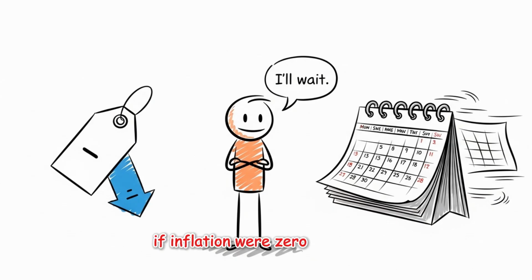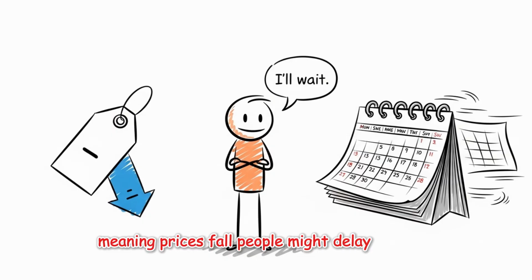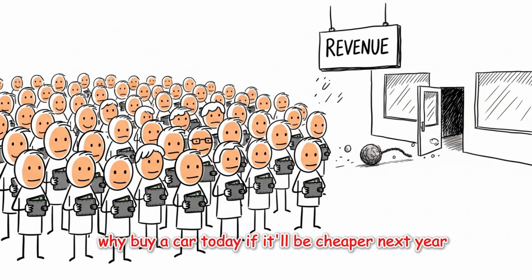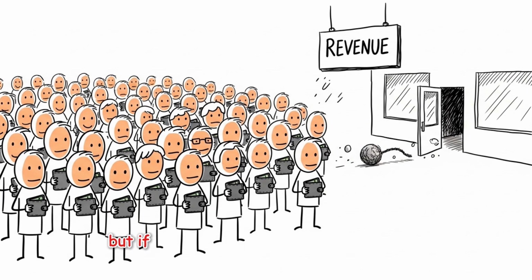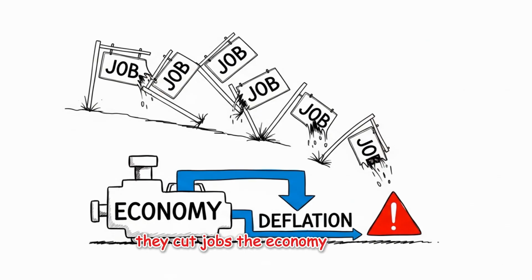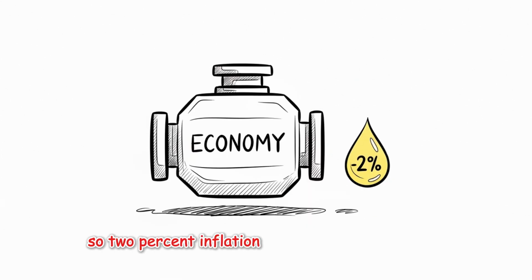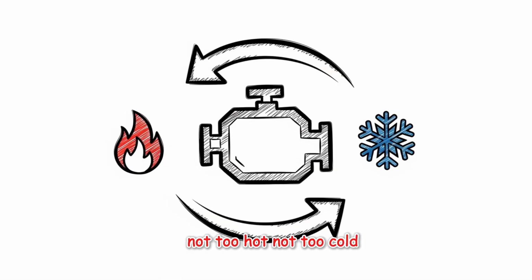If inflation were zero or negative, meaning prices fall, people might delay purchases. Why buy a car today if it'll be cheaper next year? That sounds nice at first, but if everyone waits, businesses lose revenue, they cut jobs, the economy slows down. That's called deflation, and it can be dangerous. So 2% inflation is like economic lubrication, not too hot, not too cold, just enough to keep things moving.